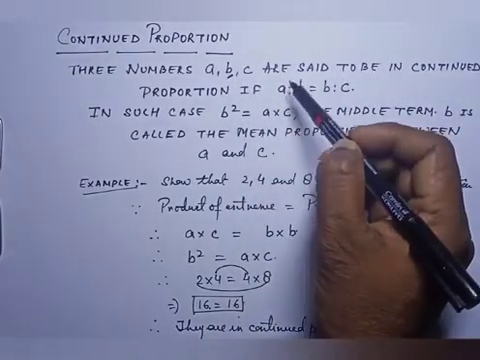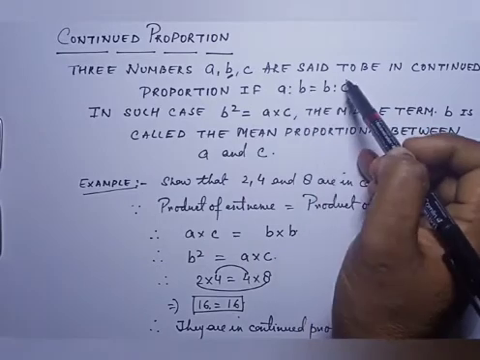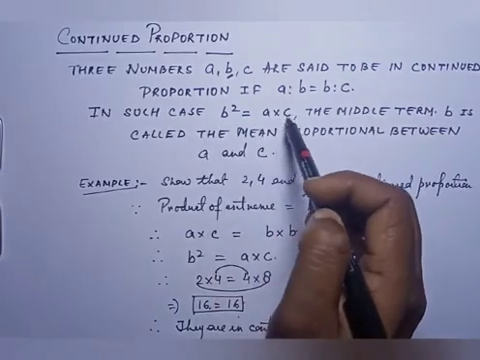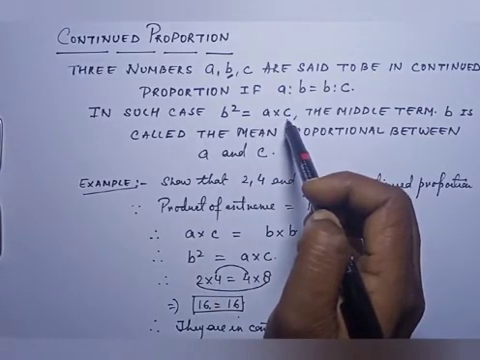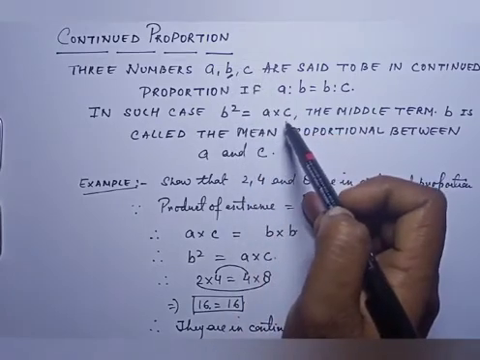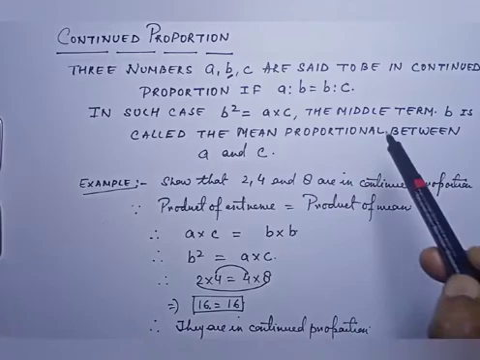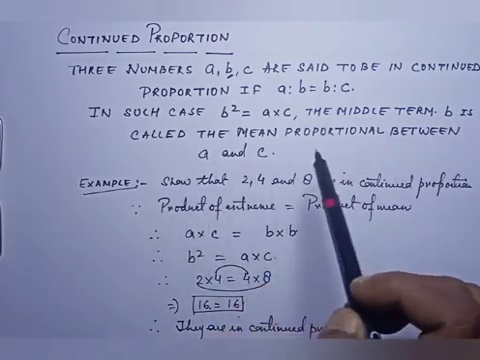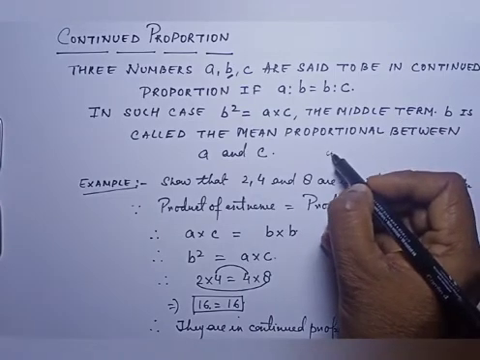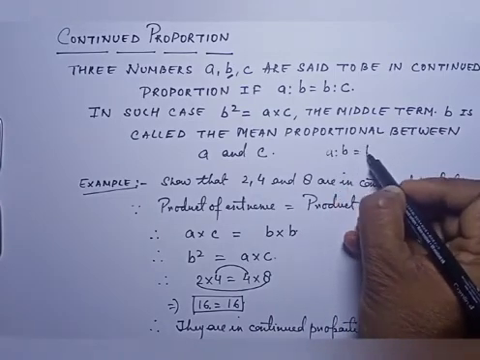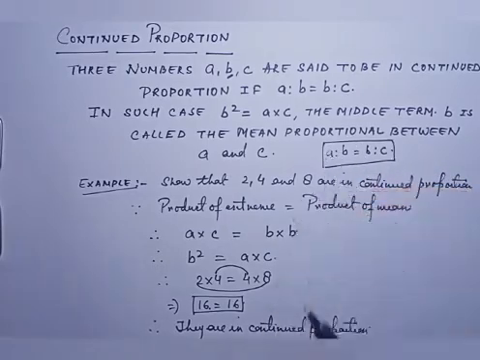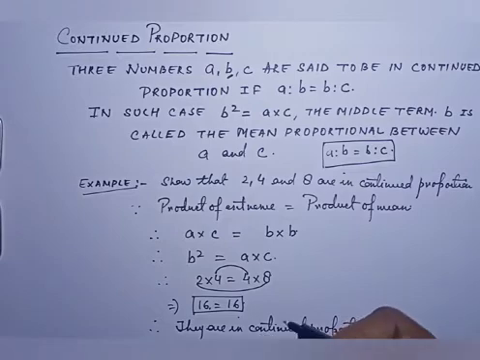Because if I find the product of means and product of extremes, it will come as b square is equal to a into c. So over here the middle term is b, that is b square is equal to a into c. Therefore the middle term b is called the mean proportional between a and c. So the proportion can be written as a is to b is equal to b is to c. Now let us make the concept clear with the help of an example.